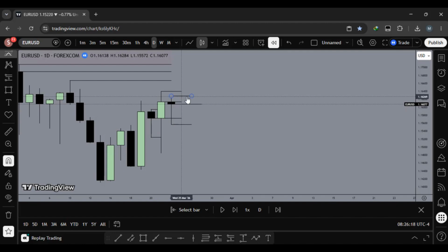Now we have marked our previous day high, our previous day low, and then our closing price. If this market will continue to the downside, we must see price on the 15 minutes time frame rally up, take Asia or London high, and then cause a change in state of delivery.